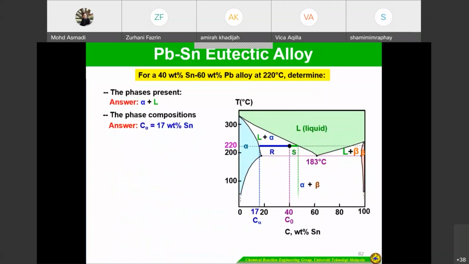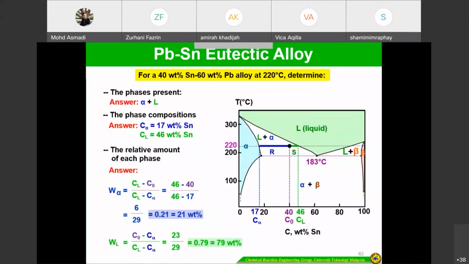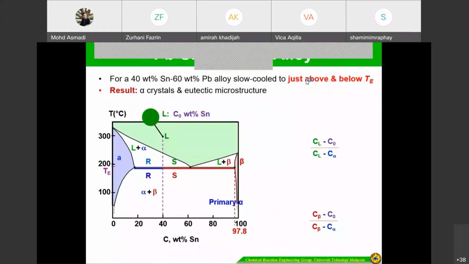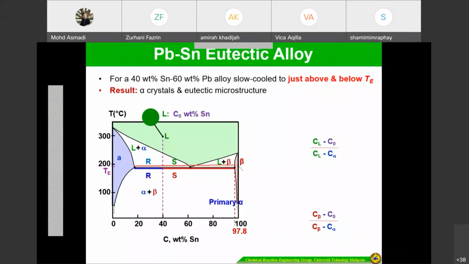How about the microstructure development? How can we calculate if we want to find the data just above TE or just below TE? What is the meaning of just below and just above? If you look here, just above this one still touches what we call the eutectic point. This one is just above the eutectic point, and just below is this point.